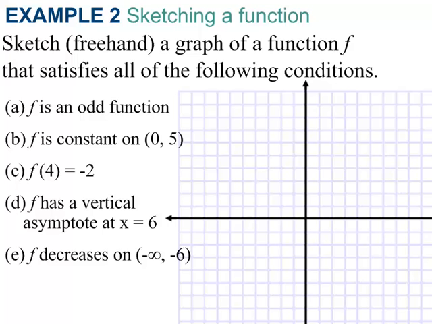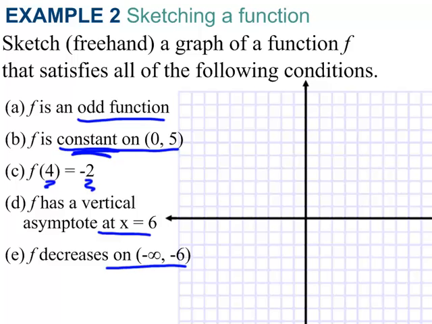Okay, same instructions. We have 5 new clues here. We need an odd function that is constant on this interval from 0 to 5, x equals 0 to x equals 5. Again, I emphasize, don't confuse that with xy coordinates. The context clues tell us otherwise. Here's where we have an x and a y value at 4 and negative 2 respectively. We're given a vertical asymptote, and we're told an interval along which the function decreases.